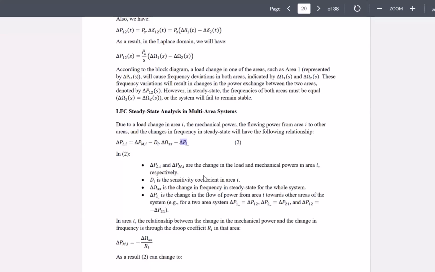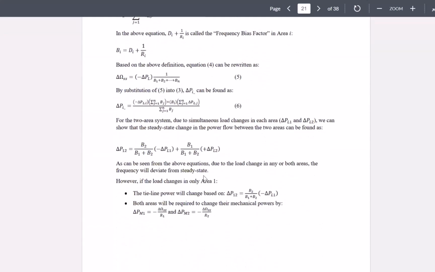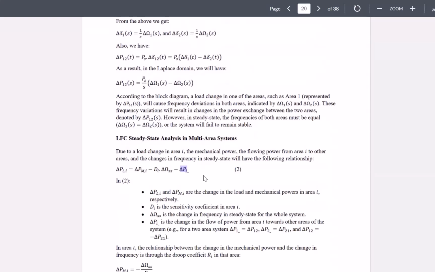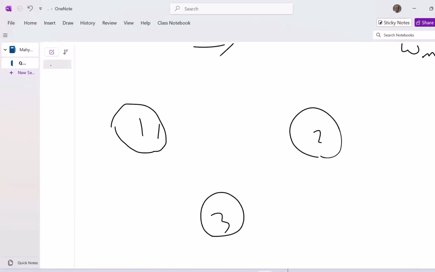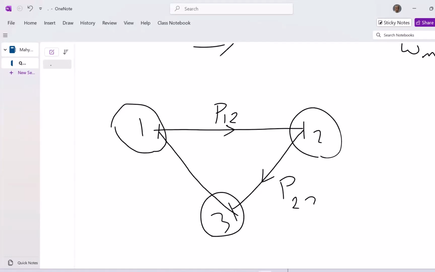Okay, so for example, if you have a 3-area system, let me give you a better visual representation. This is area 1, this is area 2, this is area 3, and this is the tie line between area 1 and 2, a tie line between area 2 and 3, a tie line between areas 1 and 3. So you would have P12, a transfer of power from area 1 to area 2, a transfer of power from area 2 to area 3, and a transfer of power from area 3 to area 1, okay?